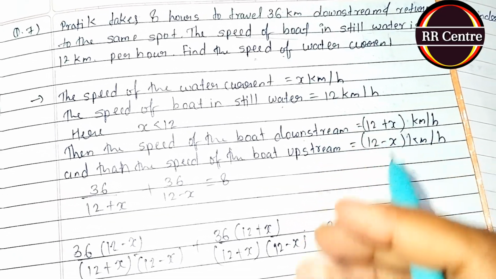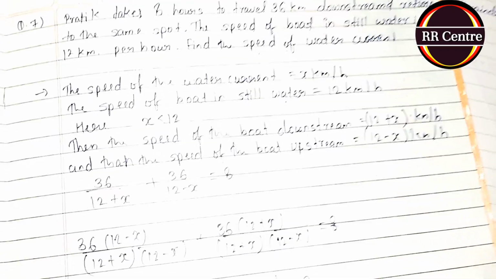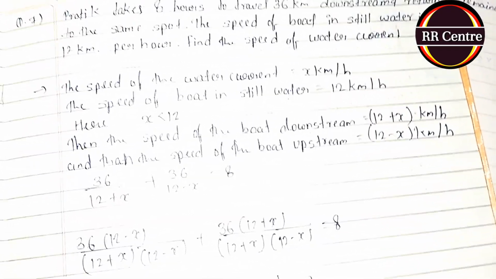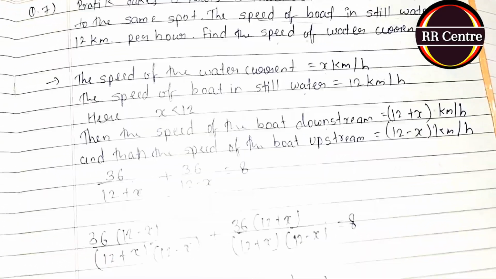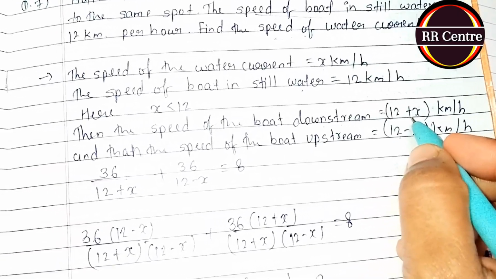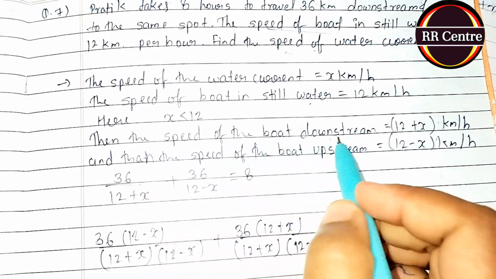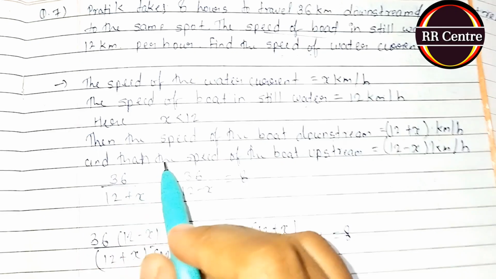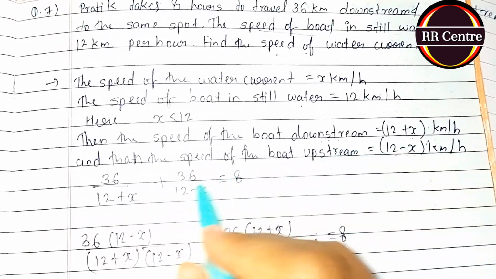It means whenever you go with the flow, downstream, the speeds add. When you come upstream, against the flow, you lose energy, so you use the negative, and downstream you use the positive. The same applies here. The speed of the boat downstream is 12 plus x km per hour, and the speed of the boat upstream is 12 minus x km per hour.